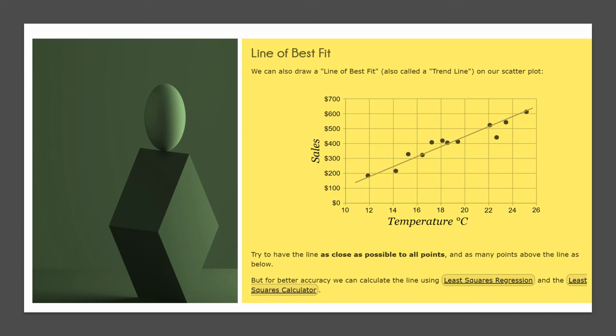So if I want to draw the line of best fit for my previous example where the temperature and sales of ice cream were provided, by the freehand method I can construct a line such that approximately equal numbers of points lie above and below. So this is the line as close as possible to all points and with as many points above the line as below. And this line is called the line of best fit or the least squares regression line. But for better accuracy, we can calculate the line of best fit using our graphing calculator.